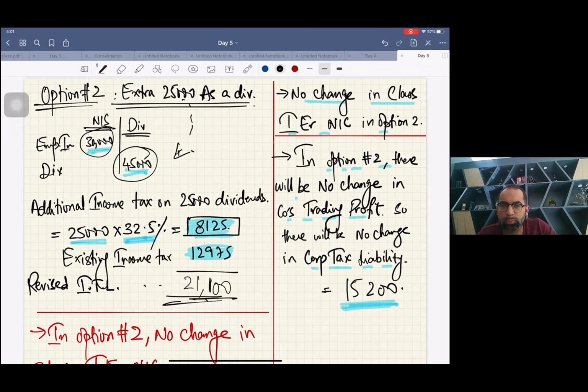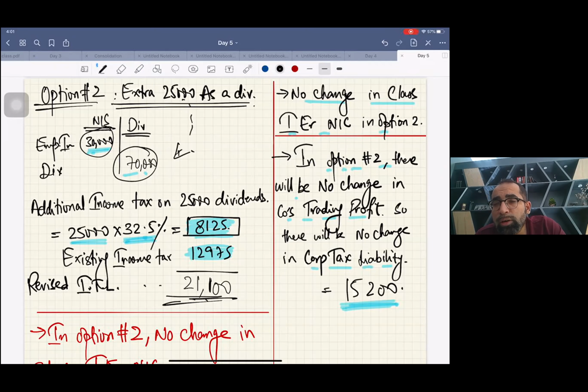Now I want to advise something. There are some students who don't feel comfortable with this method. For those students, you can do it once again. How? 30,000 is the employment income. Make dividend 70, as 45 plus 25 is 70, and start computing tax from zero, deducting personal allowance and everything. You will end up with this 21,100. You will come to this number as well.